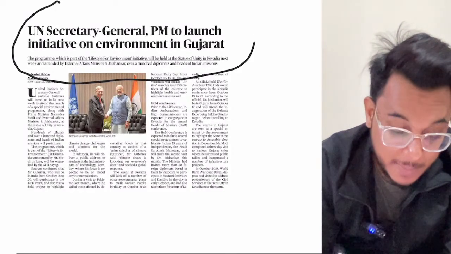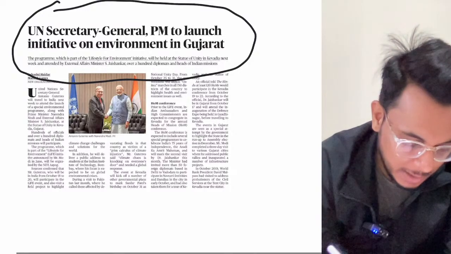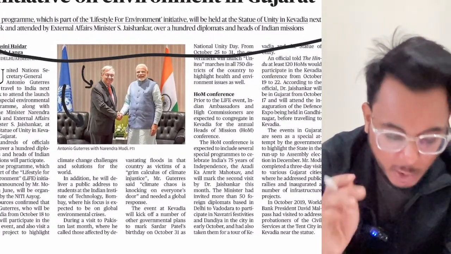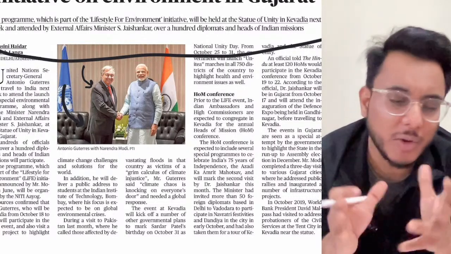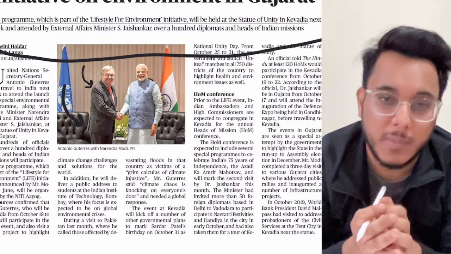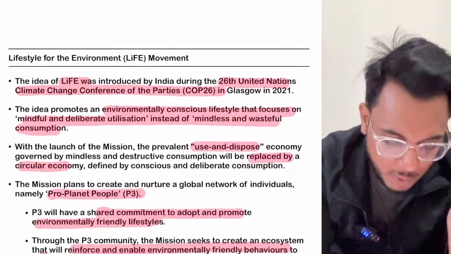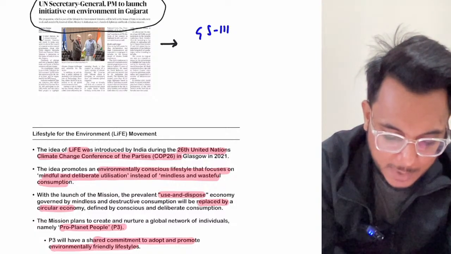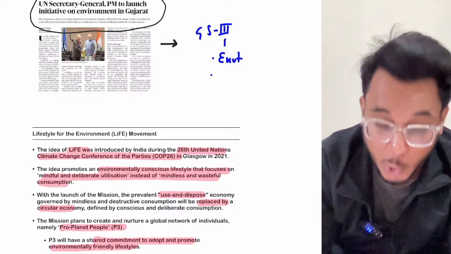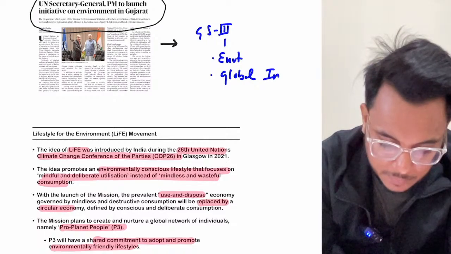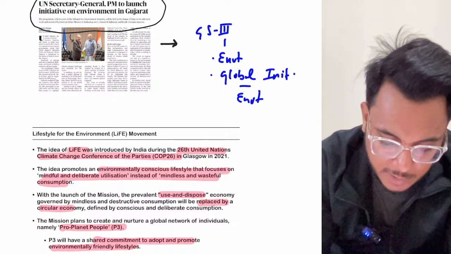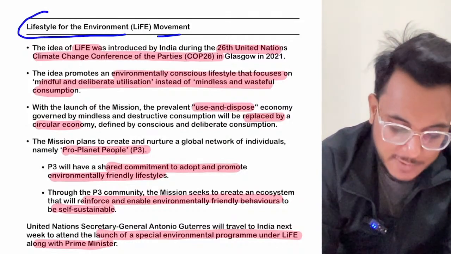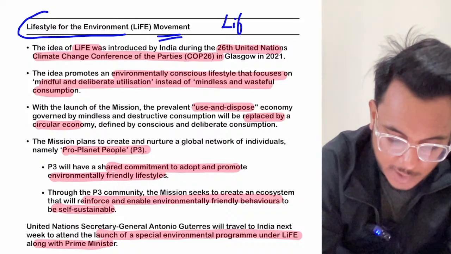UN Secretary General, PM to launch initiative on environment in Gujarat. Basically guys, in the coming week, the United Nations Secretary General is going to visit Gujarat. Now I'll discuss this particular article, but before that let's take some background first, and by this background we'll be able to understand what this article is all about. This article we'll see with respect to GS Paper 3, environment: the global initiatives taken by India for environmental conservation and environmental protection. Now, the Lifestyle for the Environment movement, in short called the LiFE movement.